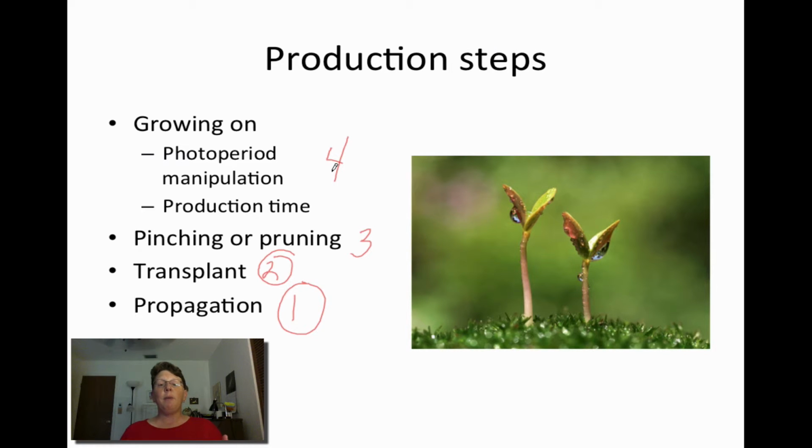Now, we do that because we start from 1 and go to the 4. But when we're talking about getting a crop ready for market, we have to go in the reverse direction. So we start with the market date.